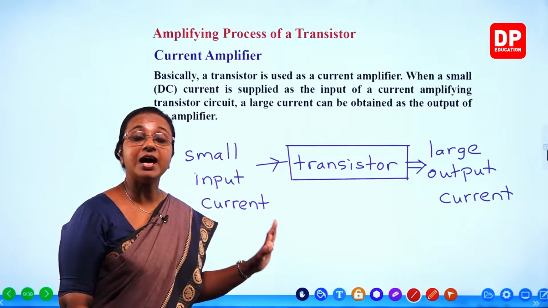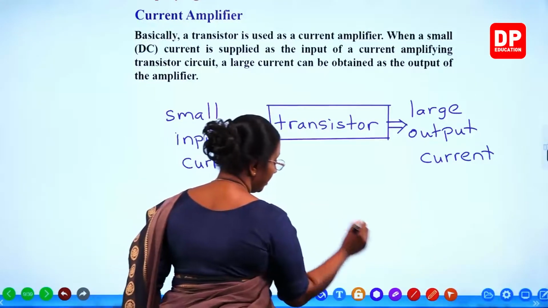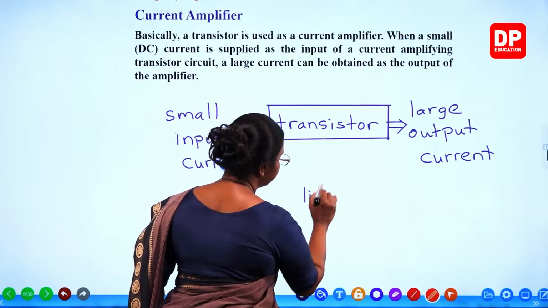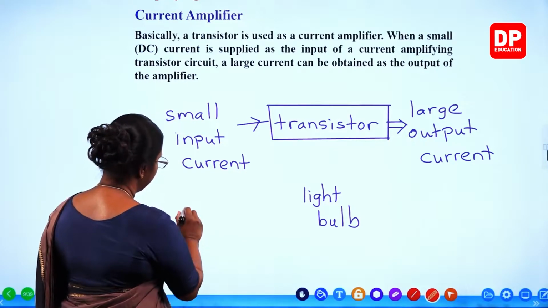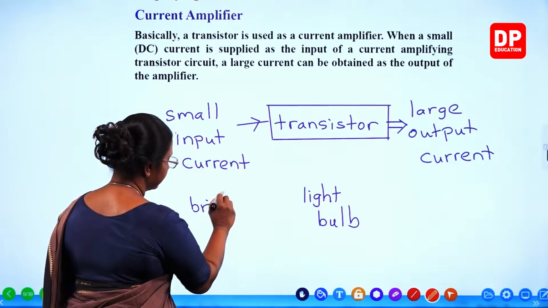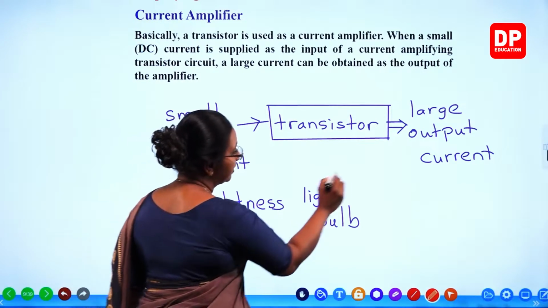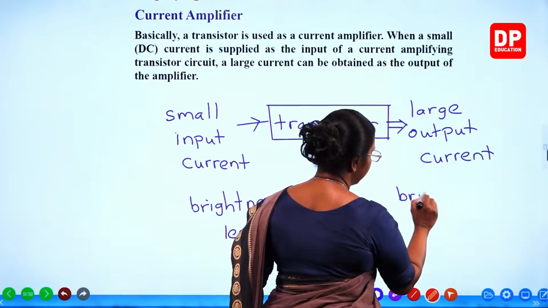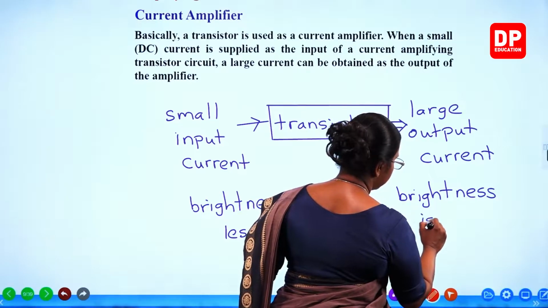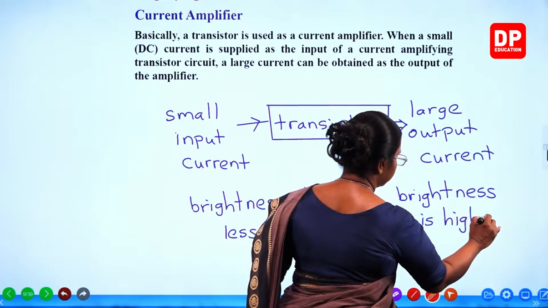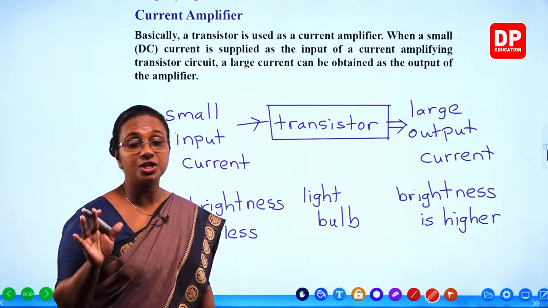So if you use a light bulb to identify this, like I told you all, with a small current, brightness has to be less. And with a larger current, brightness will be higher. So then we can understand the amplifying or current amplification process.